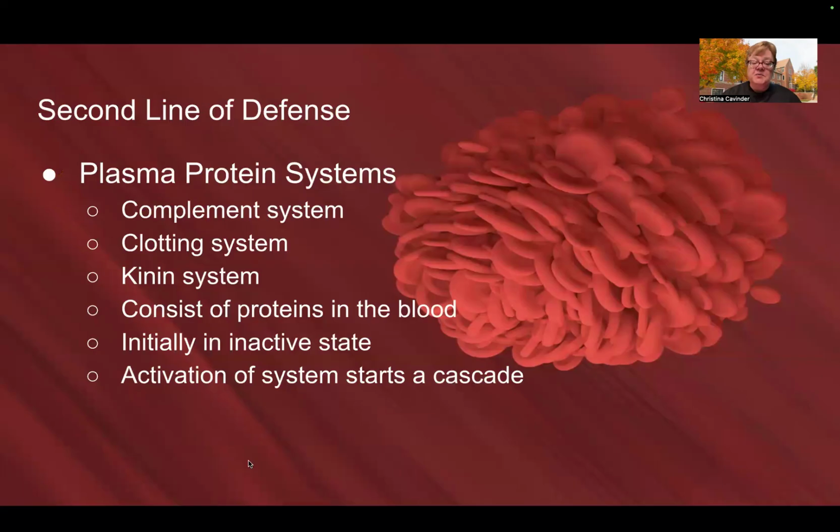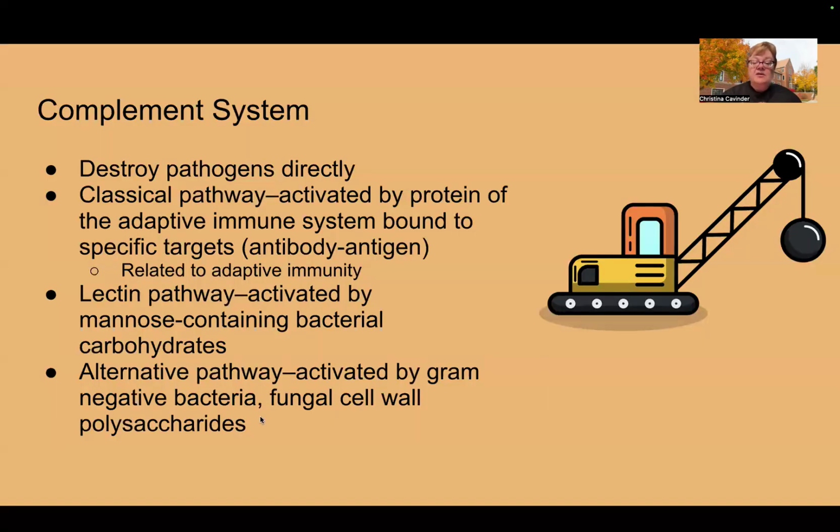We also have the plasma protein systems. We have the complement system, the clotting system, the kinin system. And these consist of proteins in the blood and they're usually in an inactive state, and then activation of the system starts a cascade. So the complement system destroys pathogens directly.